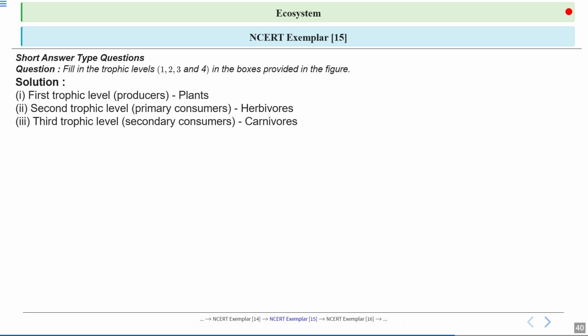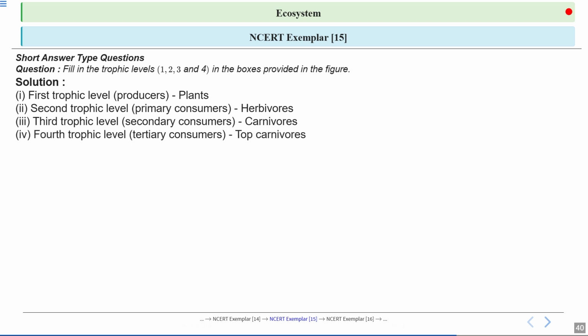Now the third trophic level, consisting of secondary consumers. So these are carnivores that eat herbivores. For example, a fox that preys on rabbits fits into this category. So this level highlights the predator-prey relationship and how energy continues to flow through the ecosystem.